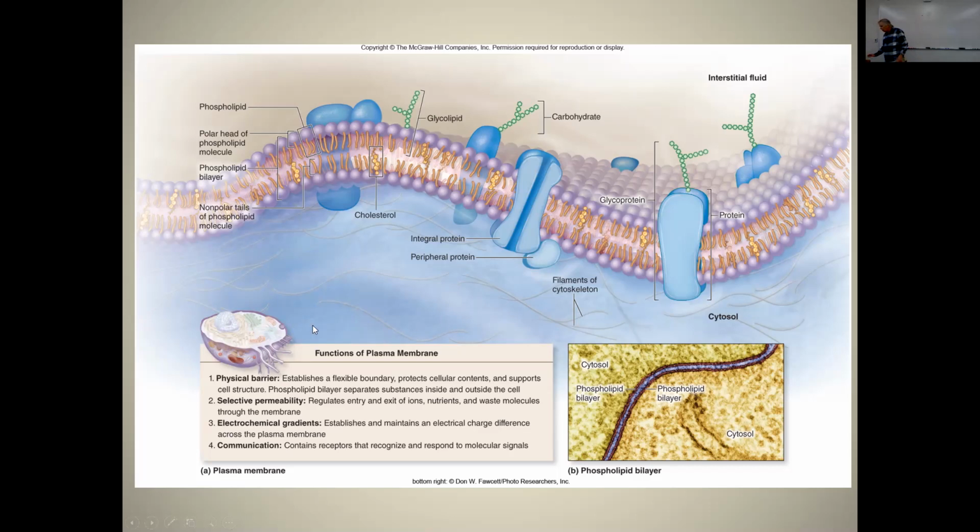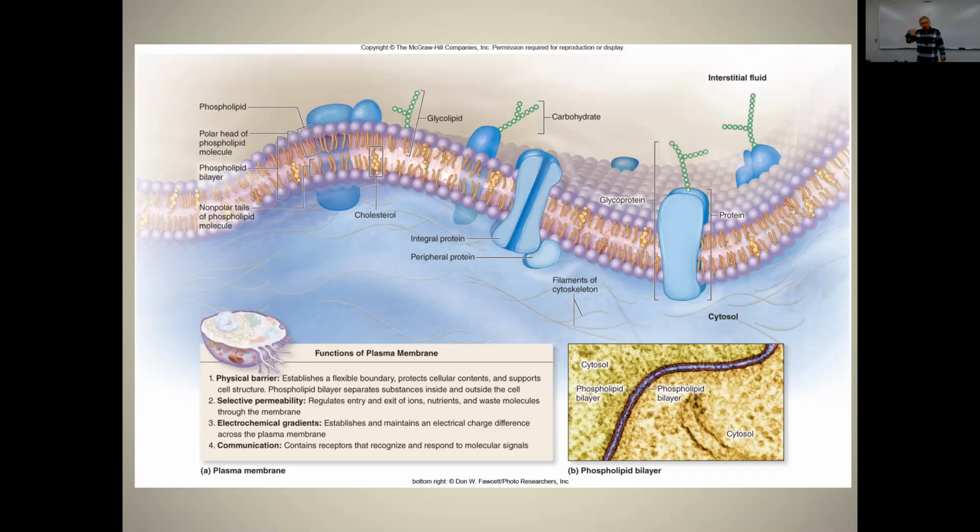Physical barrier establishes a flexible boundary, protects cell contents, supports cell structures, and separates two aqueous solutions from each other. Selective permeability, regulates entry and exit of ions, nutrients, waste products through the membrane. Regulates what can cross the membrane and when.